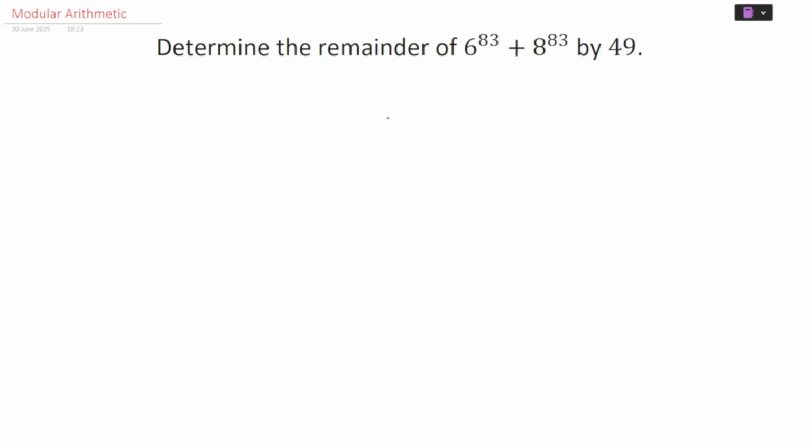Hello everyone. Let us discuss the problem where we have to find the remainder of 6 to the power 83 plus 8 to the power 83 upon 49. So we are dividing this expression by 49 and we want to find the value of the remainder. Obviously, this involves modular arithmetic.